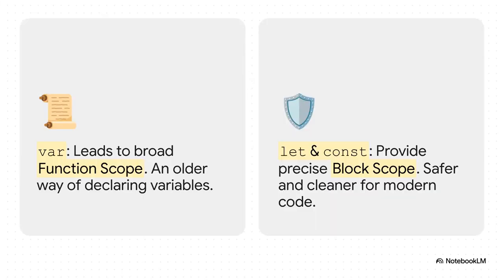Okay, so let's put them side by side real quick. Var gives you function scope, which is pretty broad, but let and const give you this much tighter, much more predictable block scope. And that precision helps you avoid all sorts of weird bugs. It just leads to cleaner, safer code. That's why you see let and const everywhere in modern JavaScript.